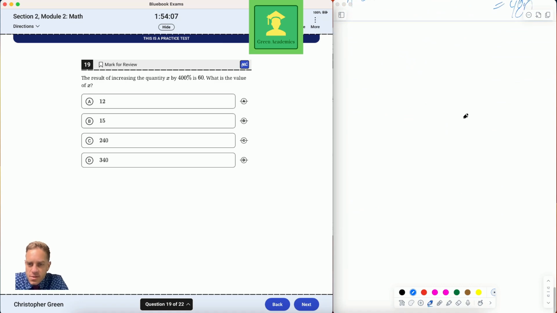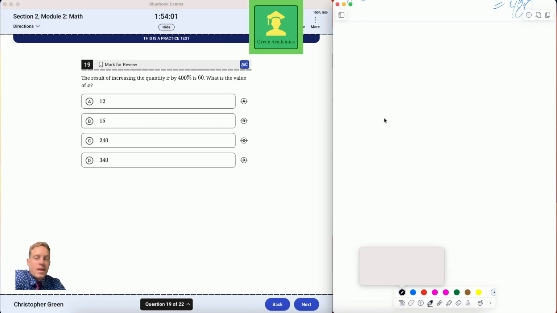The result of increasing the quantity x by 400% is 60. What is the value of x? Well, a lot of people get deceived by this. So increasing by 400% is you add 400% of the thing to itself. So increasing by 400% is actually multiplying by 5. So 5x is 60, which makes the original 12.